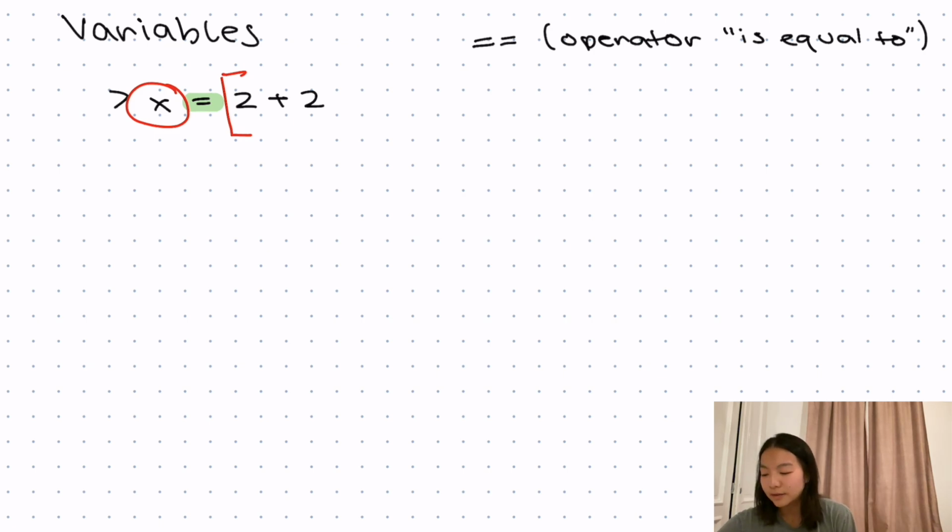Okay, well, what's on that side of the equal sign? What is 2 plus 2? 2 plus 2 equals 4. So what we're going to do is we're actually going to set x equal to 4.